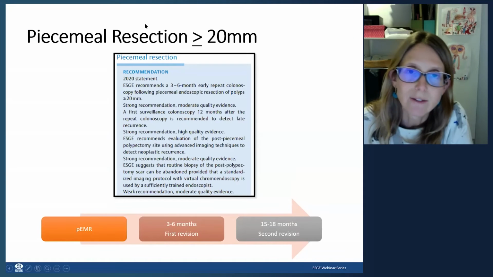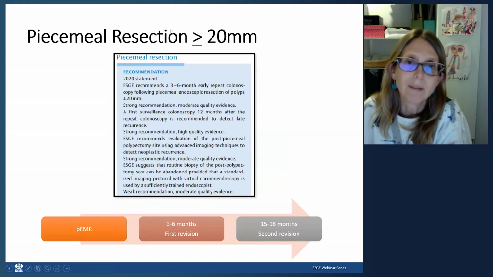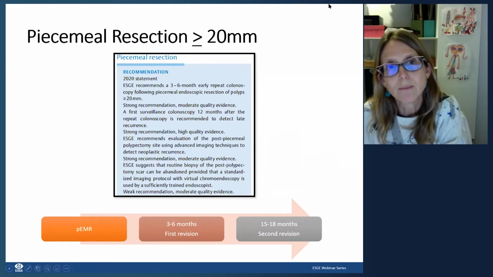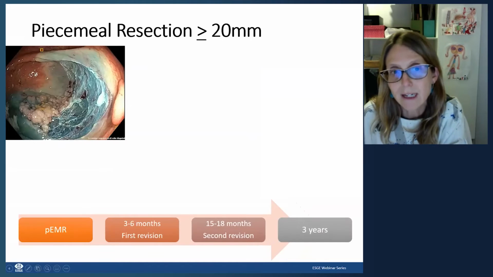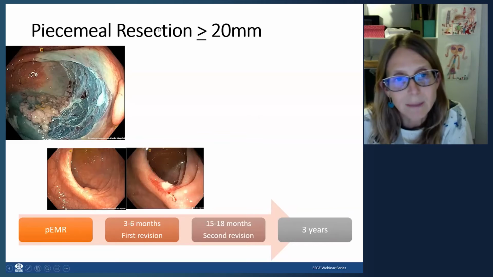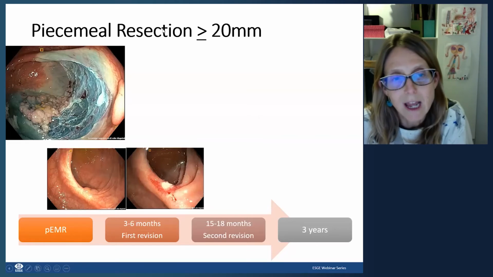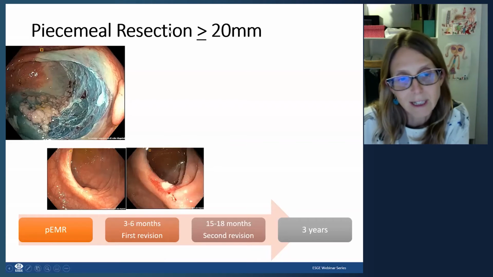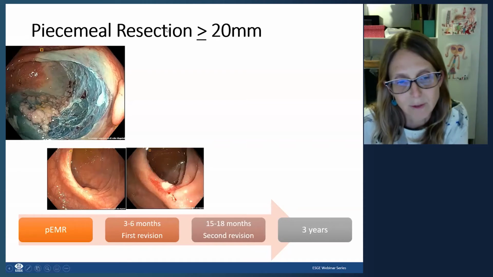Then also, as Evelyn has already stated, we have to bear in mind, especially for adenomas, but also for sessile serrated lesions, that people with lesions larger than 20 millimeters that have been resected piecemeal need a first colonoscopy after 3 to 6 months, which can be considered part of the baseline colonoscopy, to look at the scar and treat the possible recurrence that happens in up to 20% of cases.